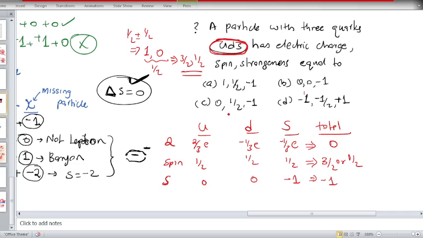Then the spin value is either 3/2 or 1/2, so you can take 1/2. So C will be the correct option. This is a previous year question from the quark model, or they can also ask direct questions. They will give some particle and ask which one is the corresponding quark model. Such questions may also come.